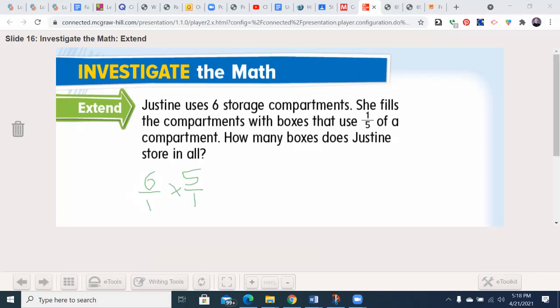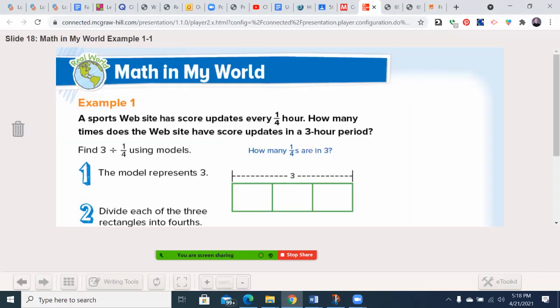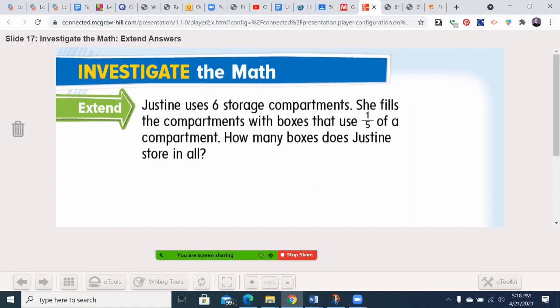My wife used to refer to it as the KFC method. Keep the first one, the 6 over 1. Flip the second, so 1/5 became 5 over 1. Change the sign from division to multiplication. And then we get 30 over 1, and that's 30. So let me go ahead and clear the screen. And 30 boxes.